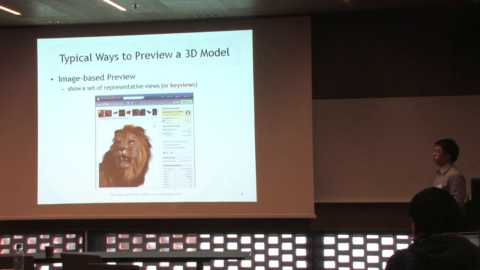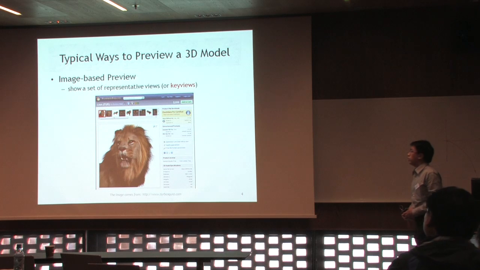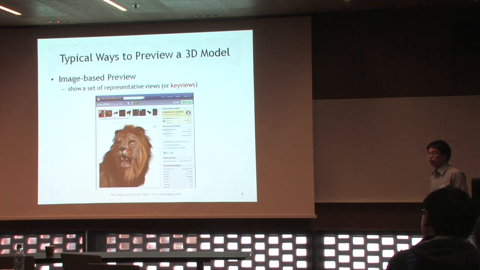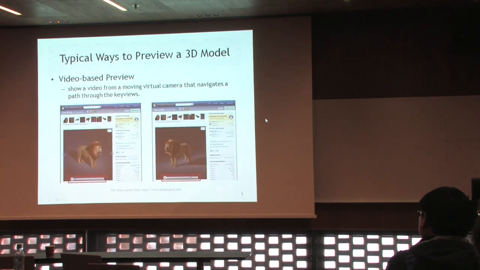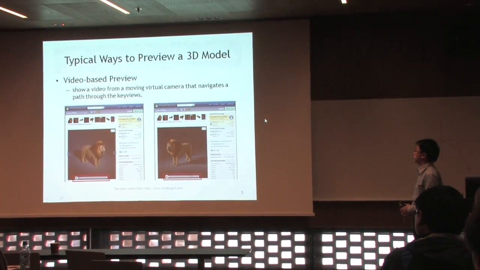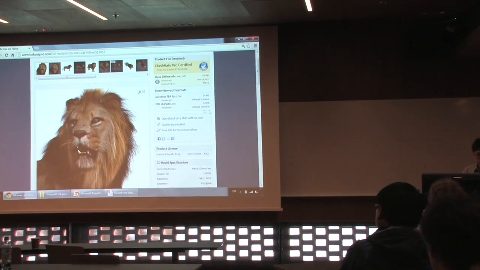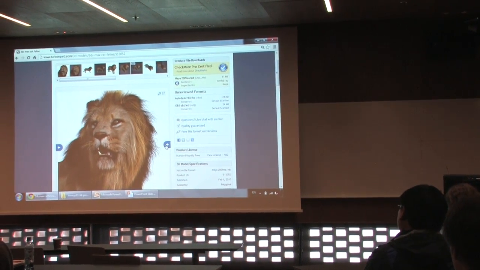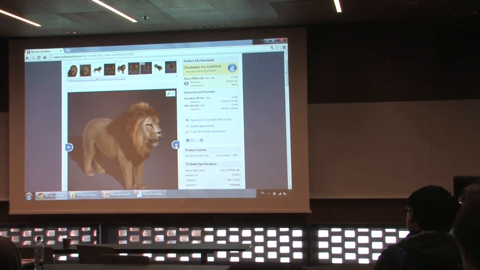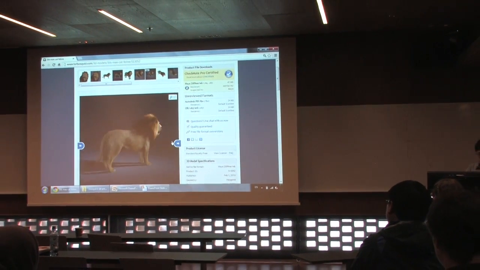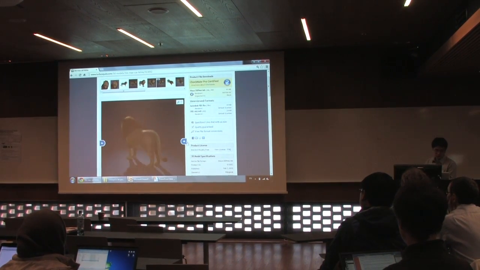There are two typical ways to quickly preview a 3D model. The most common way is image-based preview that shows a set of representative views about the model. Here we call the representative views key views. But image-based preview has limitations in making continuous impressions about the model. Another advanced way is video-based preview that shows a video recorded from a moving virtual camera that navigates a path through the key views. We can see examples in this website. This is image-based preview. It shows a set of thumbnail images. And this one is a video-based preview that shows a camera moving around the lion model.